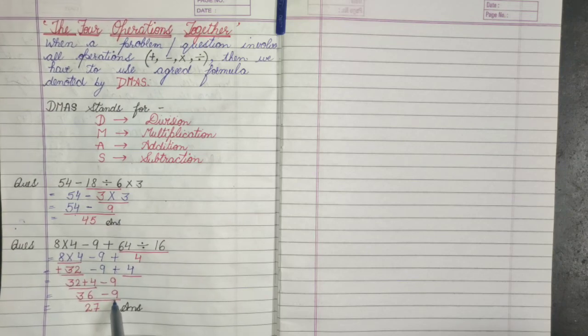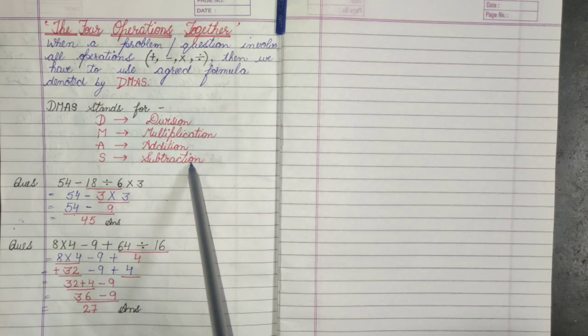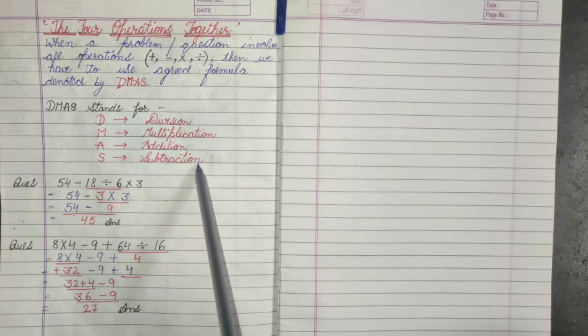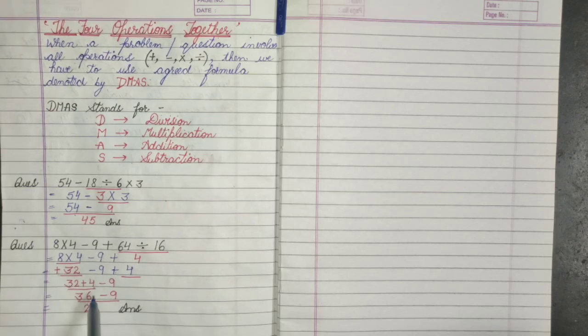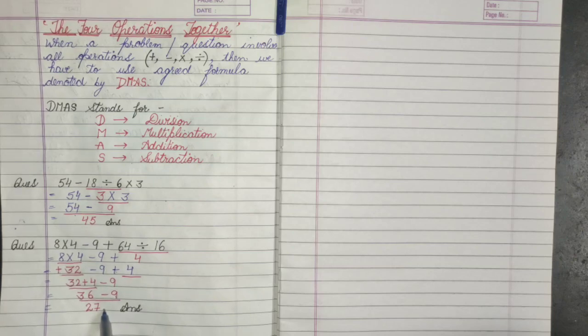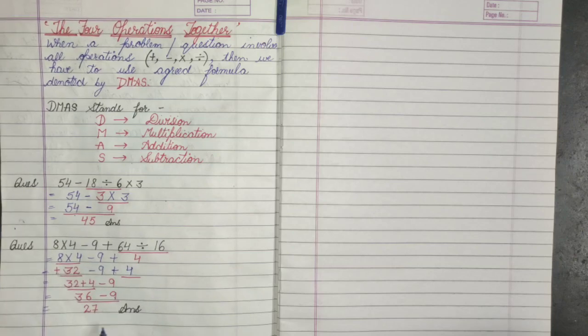9, 9. Yes, at last what we have to do? We have to subtract. And to do the subtraction, we have to underline the numbers which are involved in subtraction. Yes, we will underline 36 and 9. And finally, we will subtract them and our answer will be 27. Am I clear, everyone? Yes, this is the only way to do these types of questions. I hope the concept of DMAS is clear to everyone.